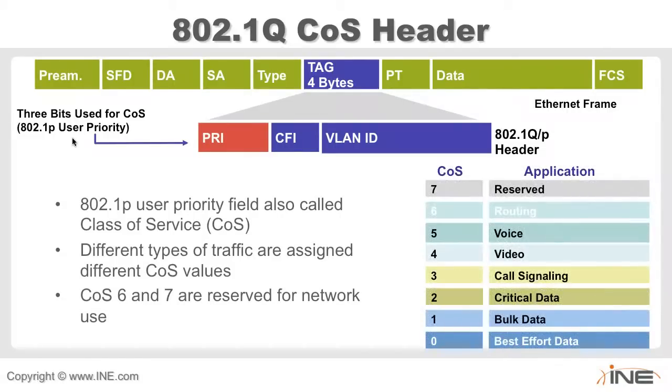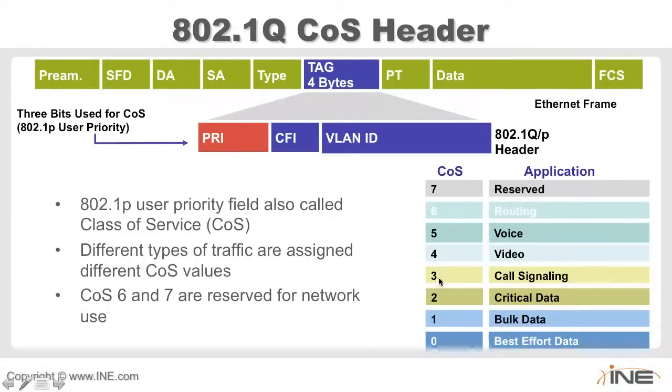Okay, so the 802.1p priority user field, also called the class of service, has different types of traffic, and they're assigned these different values. Now, CoS 6 and 7, the 2 top ones, are reserved for network use. So 0, which is the default, is just best effort data. 1 is typically used for bulk data, although you'll see that we might choose to change that. 2, used for critical data, and these are just generic tags. We'll actually unpack what we mean by these tags in a moment.